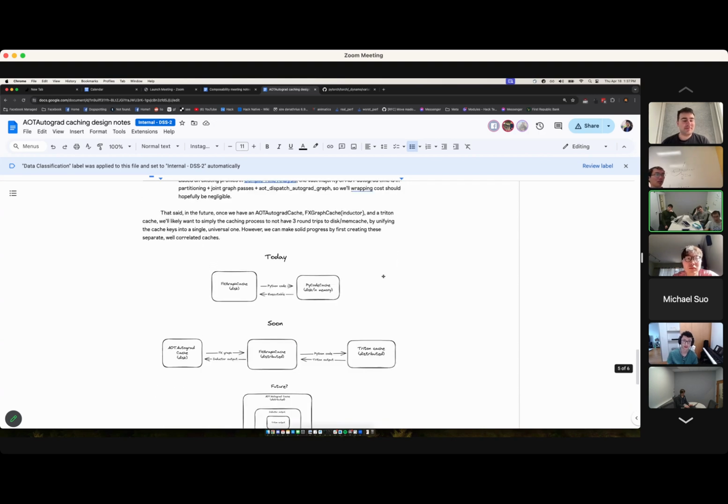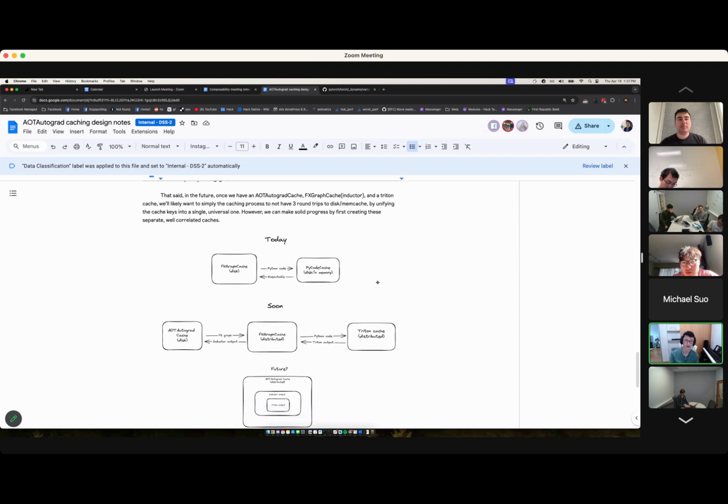Yeah, I think we have a lot of existing prior art in testing the FX graph cache. Essentially, the structure here is that because the set of inputs is known, and as long as we define the cache key well, and the set of outputs is known as a set of FX graphs, we can test it.